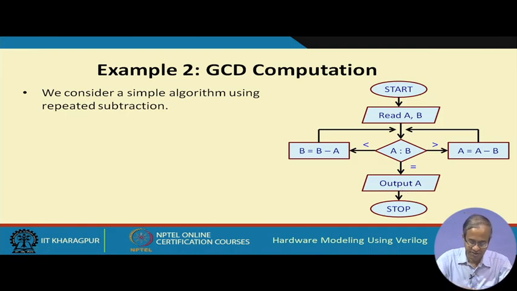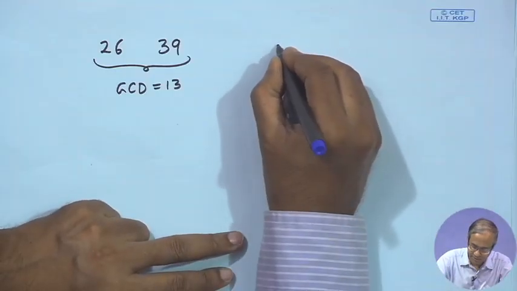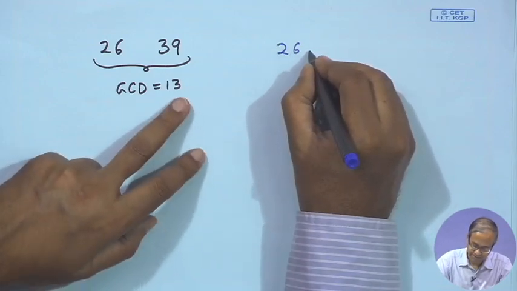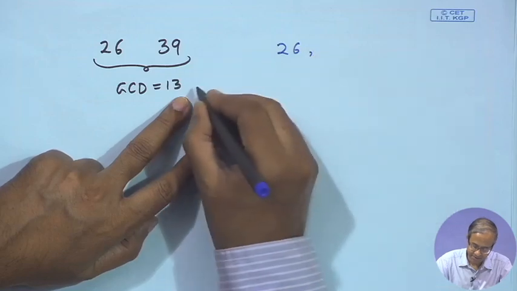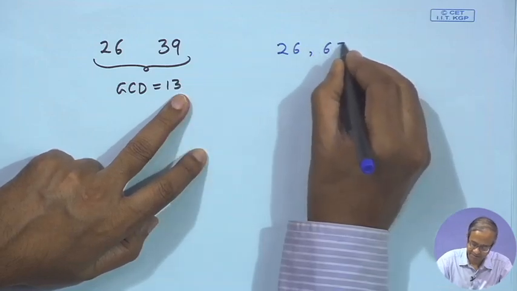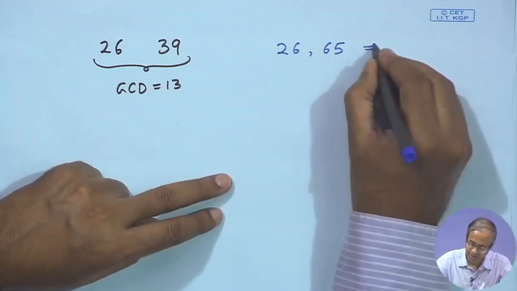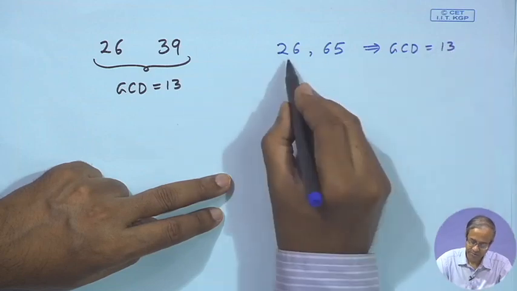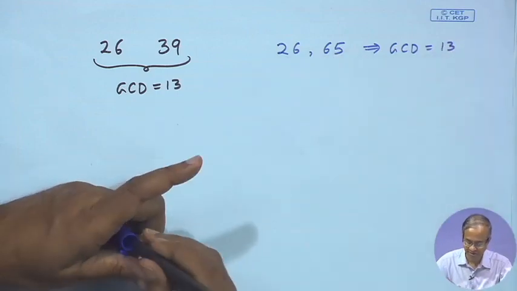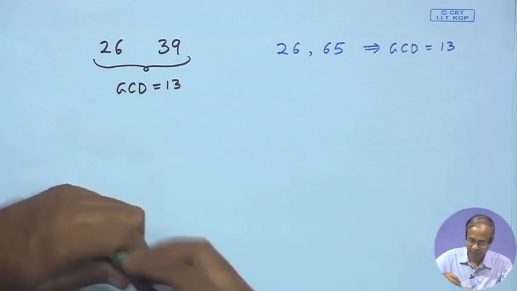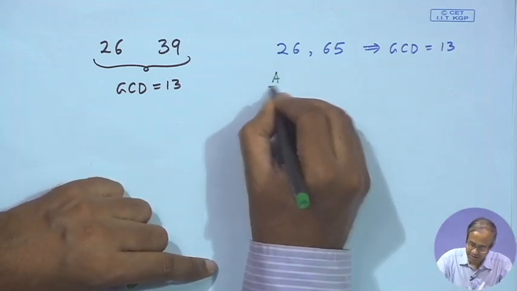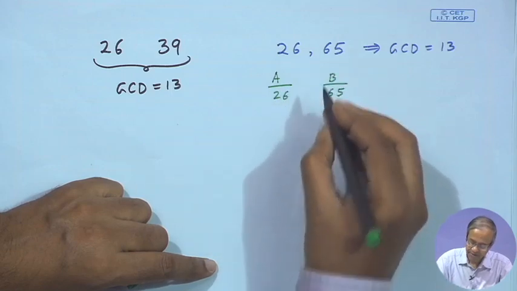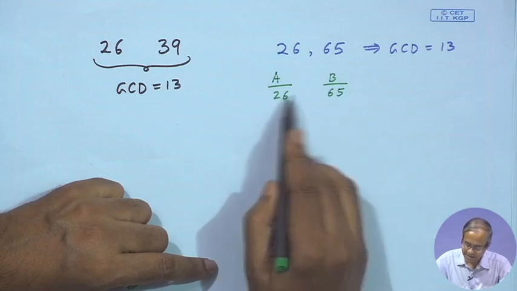Well, 26 and 39 may be too simple an example. Let us take 26 and 65. Here also the GCD is expected to be 13, because both 26 and 65 are divisible by 13. Now, we use that same method. A, let us say, is 26, and B is 65. In the first step we see B is greater than A, so subtract A from B.